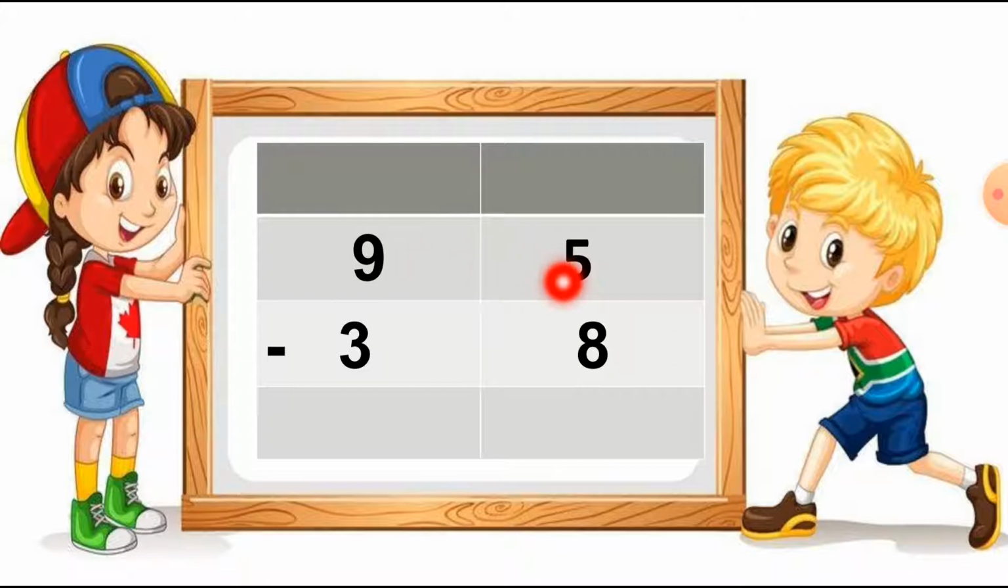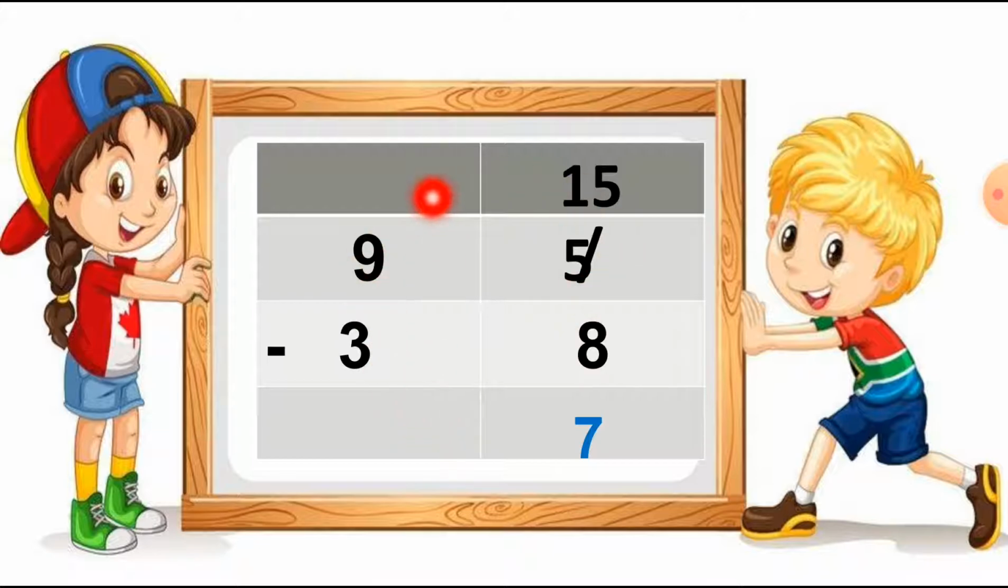Next one, 95 minus 38. So here 5 minus 8 at the ones column. So 5 is a small number and 8 is a big number. So 5 minus 8 is not possible. So we have to cut 5 and take 10 from the tens column and add it into this 5. So 5 becomes a 15. Now we can easily cut 8 from this 15. So 15 minus 8 is equal to 7.